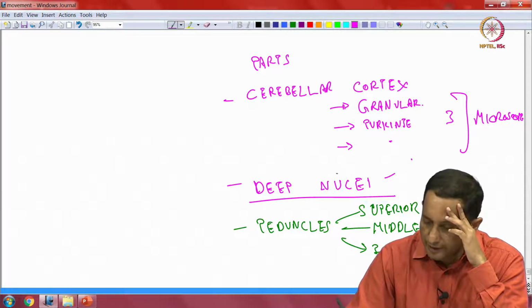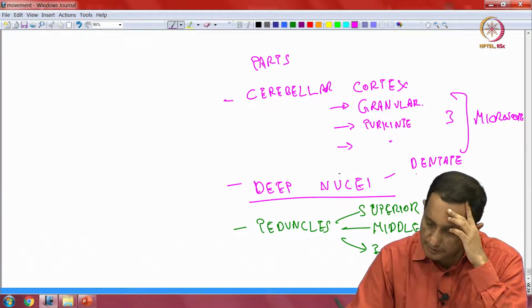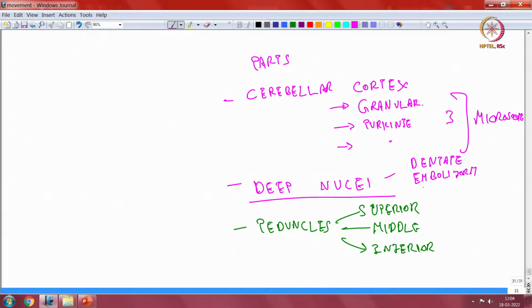You have dentate, emboliform, fastigial, and globose, I think DEFG. That is how you remember. These are just for mentioning, not something which you need to remember, because they are structural names. They do not actually correlate with function.